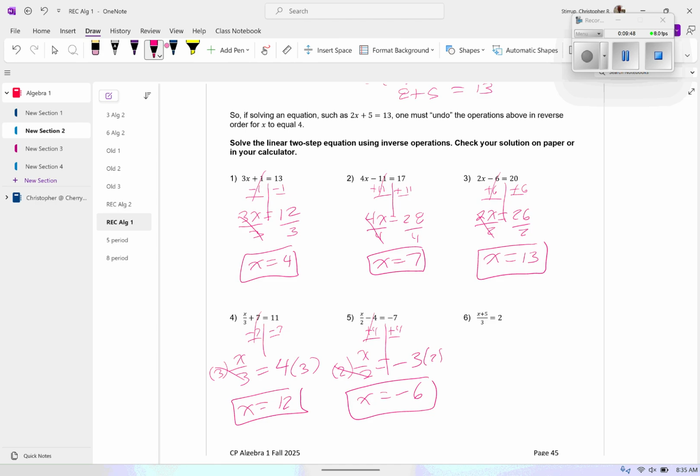Number 6, I want to get that 3 gone. That's a division, so I'm going to multiply both sides by 3. Let's cancel. I'm then going to go ahead and subtract 5 from both sides. And that's going to give me x equals 1.